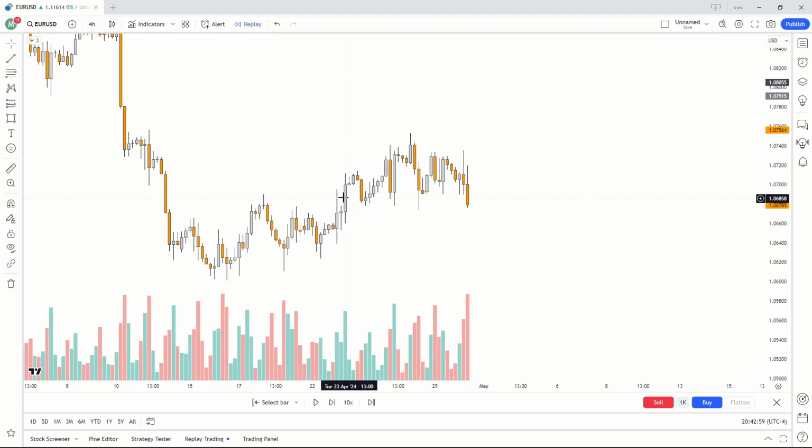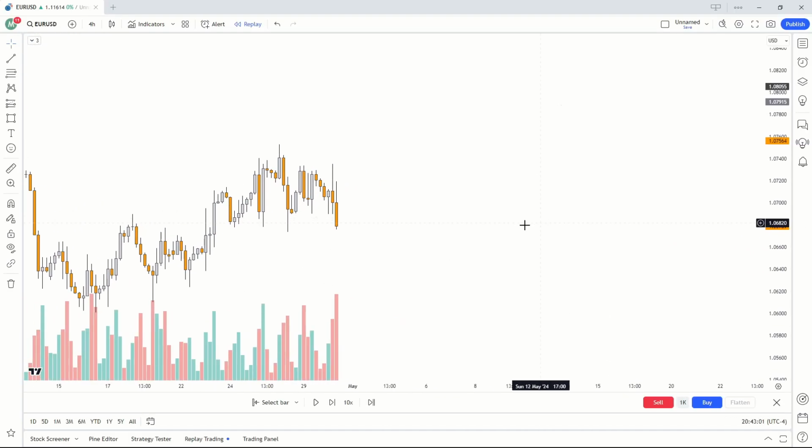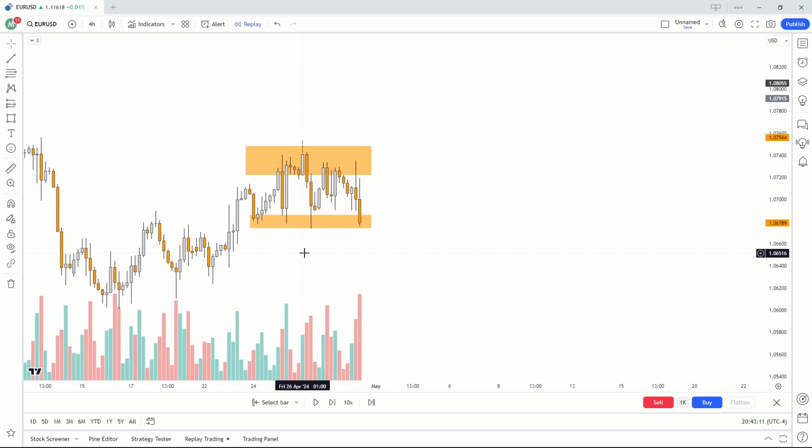Here on EURUSD on the 4-hour time frame, I will show you a classic textbook order block setup. Now, as you guys can see, we are in a consolidating market right here, where retail traders would call this resistance, where they'd be selling right here, and buying at these points in the market right here as support.